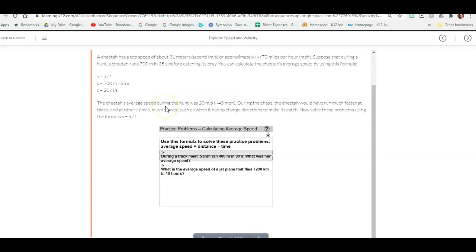So during the chase, the cheetah would have run much faster at times and at others much slower, such as when it had to change direction to make its catch. So now you'll solve these problems using the formula again. So when it talks about average speed, it means it's taking into account the slowing down and speeding back up. So here are some ways that you can practice and see how you do.